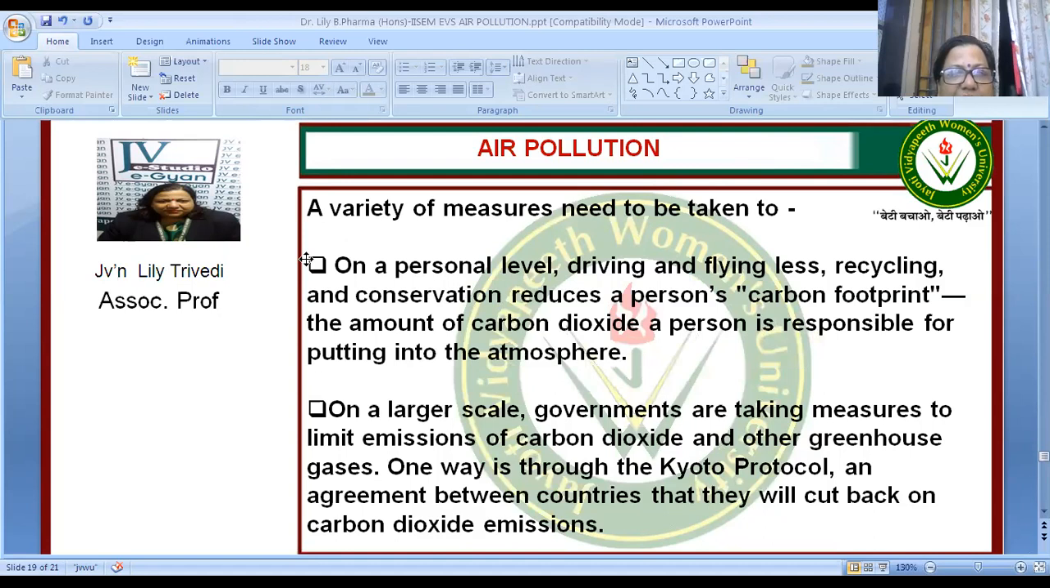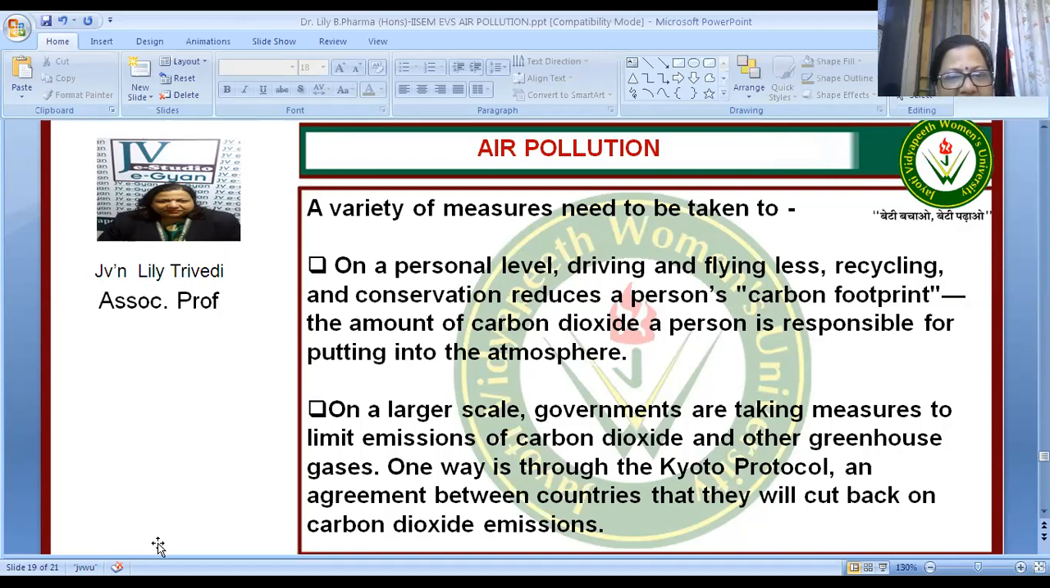Now, what can you do or what measures can you take for controlling air pollution? Now, on the personal level, driving and flying less, recycling, reducing consumption, and reducing the carbon footprint. That is the amount of carbon dioxide a person is responsible for putting in the atmosphere.